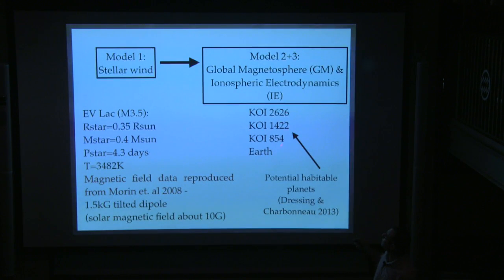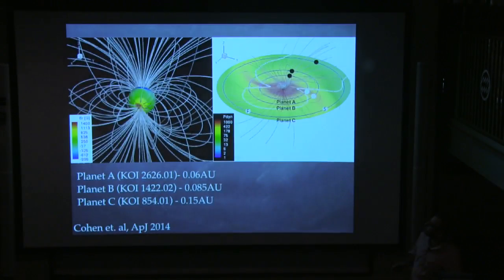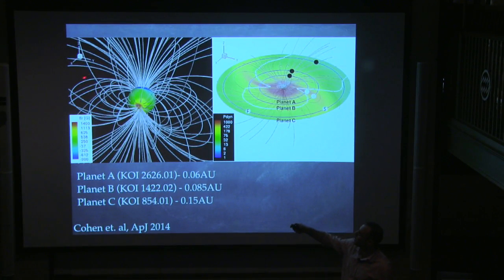Here I'm going to use 3 potentially habitable planets that were identified by Dressing and Charbonneau. Here you can see the solution for the stellar corona magnetic field. The surface field is shown on the sphere. And this is the equatorial plane displayed with the dynamic pressure of the wind. And the 3 orbits of the planets are shown in blue circles. The nearest planet is at about 0.6 AU. The second one is 0.85, and the third 1.15.